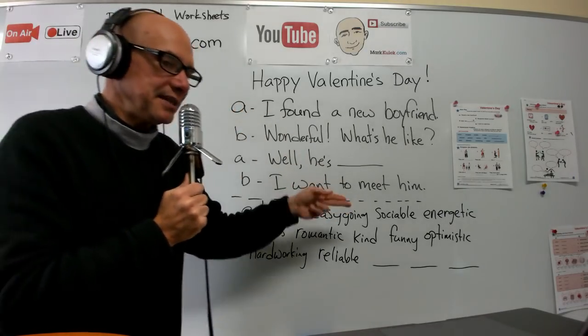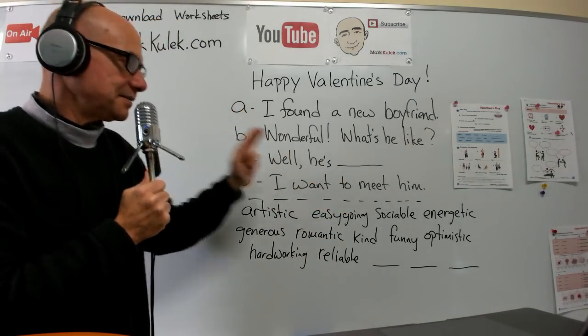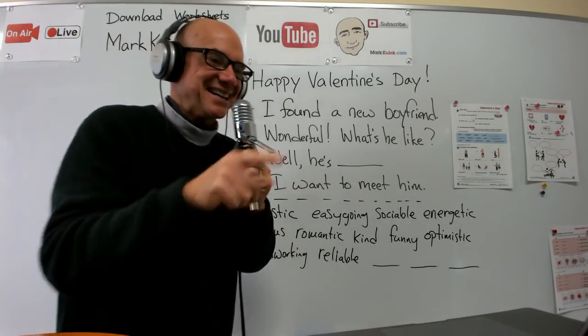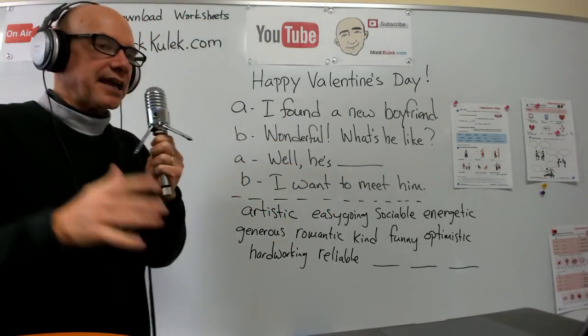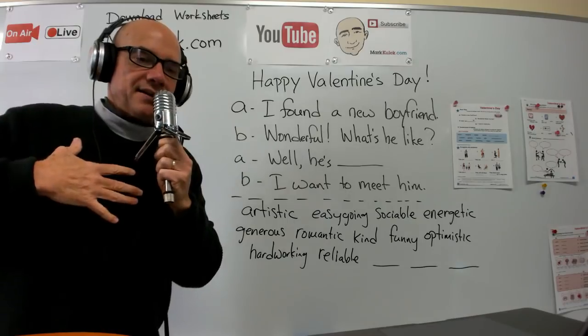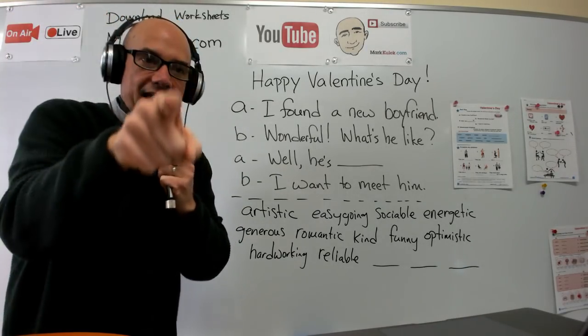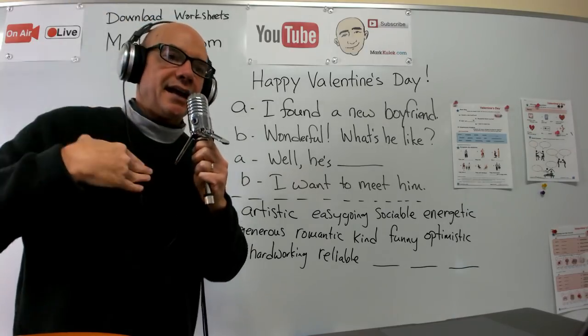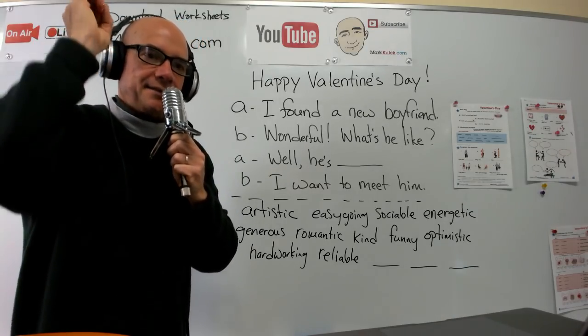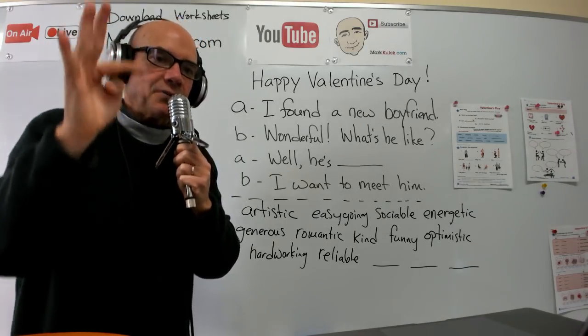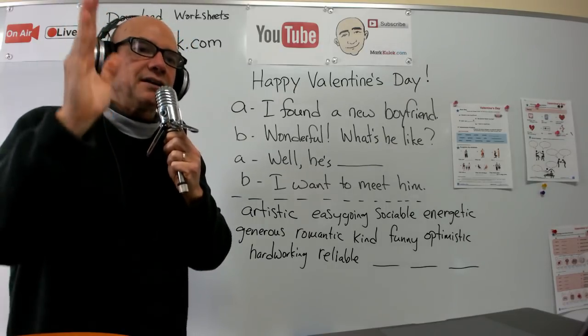I want to meet him. Okay, romantic. Okay, good, good. Okay, here we go. So you're A and I'm B. Okay, so let's do a countdown. Okay, 5, 4, 3. Remember, you are A and I'm B. Okay, here we go. Countdown. 5, 4, 3, 2, 1. Go.